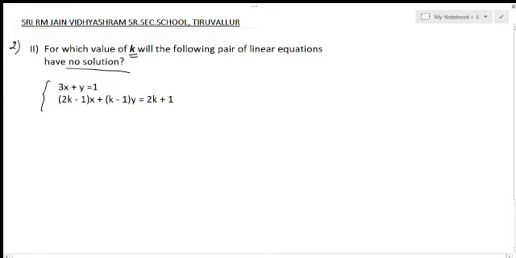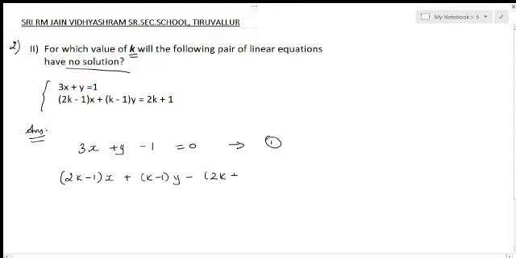Before writing the condition, let me rearrange the equation. So 3x plus y minus 1 equal to 0. Let this be equation number 1. (2k minus 1) into x plus (k minus 1) into y minus (2k plus 1) equal to 0. Let this be equation number 2.